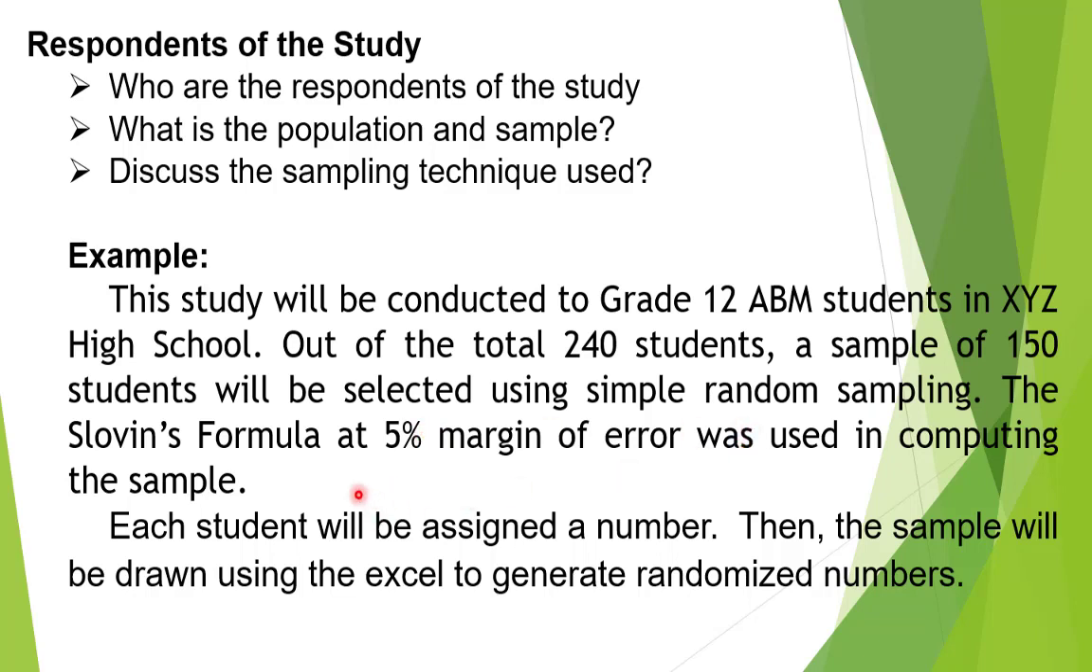So then, discuss how you are going to get the sample. Like this, each student will be assigned a number, then the sample will be drawn using Excel to generate randomized numbers. So this is how you're going to get the sample. So take note of the respondents of the study. It will just answer the who questions, what is the population and sample, and then discuss the sampling technique and how you are going to get it.